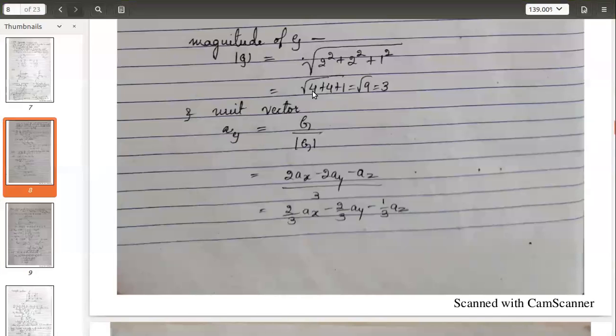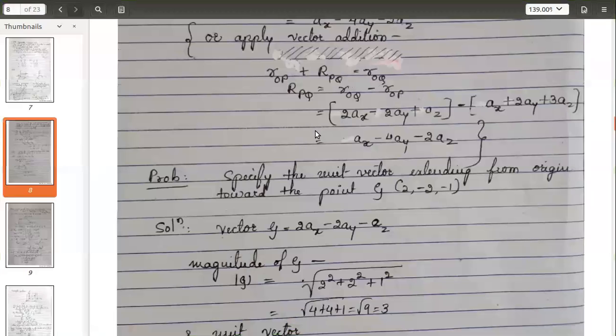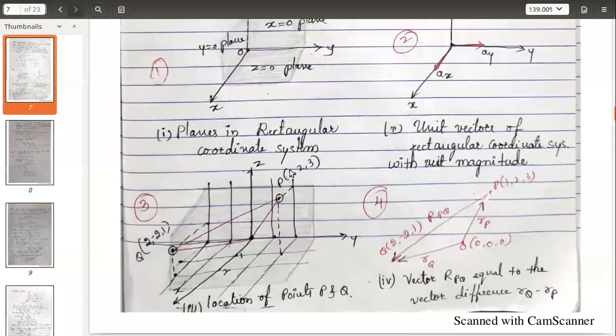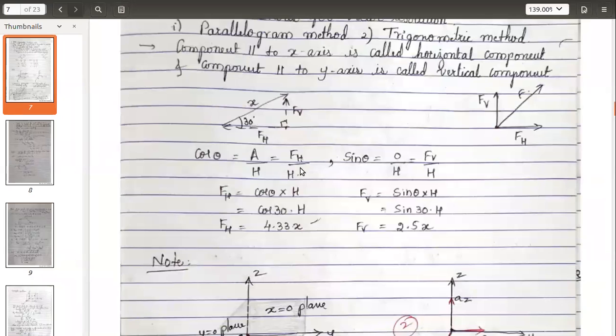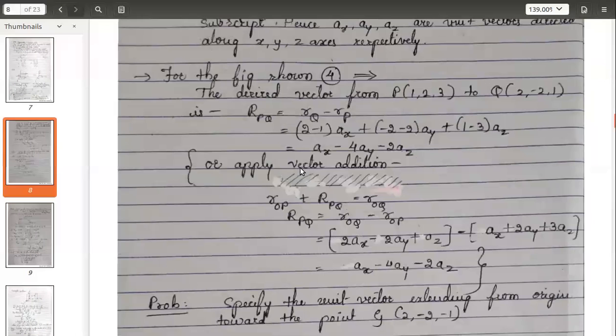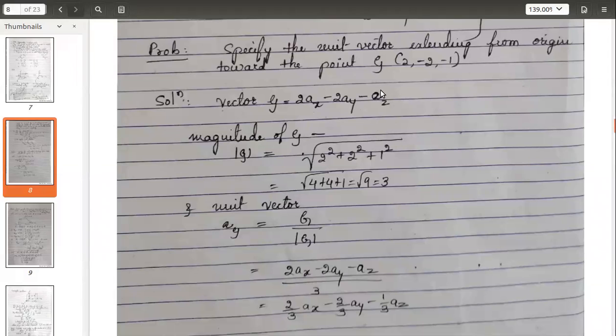Good afternoon, everyone. In the previous class, we have seen some vector basics regarding how to locate points in the three-dimensional rectangular coordinate system. This was the example, and we have seen the resolution of a vector in detail. And this was the problem solved in the class: how to find the unit vector for a particular point. Starting from the origin, one task was given to you: how to locate this point in the three-dimensional coordinate system, where this point G comes.